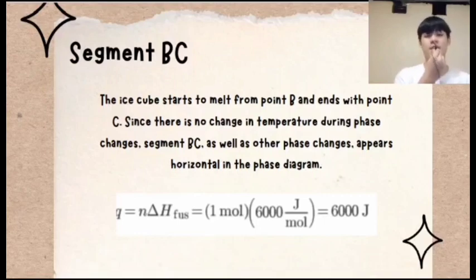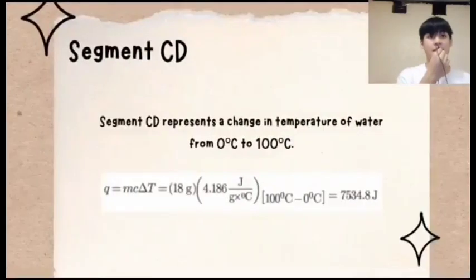Next is segment BC. The ice starts to melt from point B and ends at point C. Since there is no change in temperature during phase changes, segment BC, as well as the other phase changes, appears horizontal in the phase diagram. The heat associated with phase changes can be calculated using the equation on the screen. Ice has a heat of fusion of 6000 J/mol.